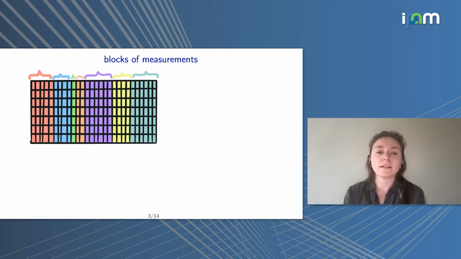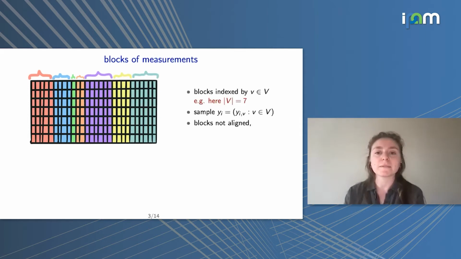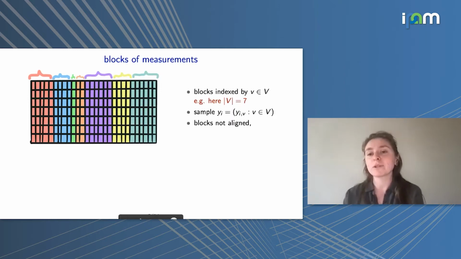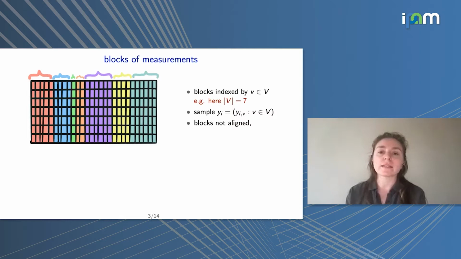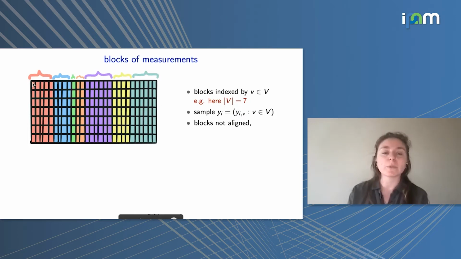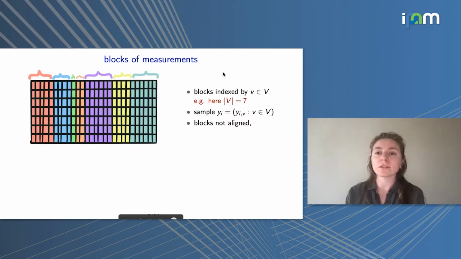All right, so here are our blocks of measurements of different sizes, and I want to index the blocks by some index which I'll call V, which lives in big V. So here the number of different blocks is 7, and then each sample is a vector y_i, but I want to split it into y_i^V, which is the part of the vector that lives in the block V. So I've got the first y_i^V here, and then the second part, and the third part, and so on. And as we saw before, the blocks are not aligned.